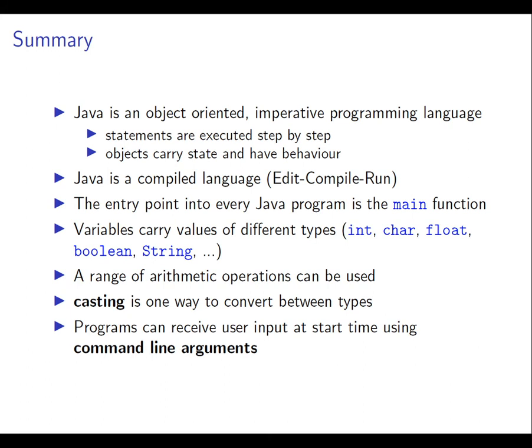You can use a range of arithmetic operations, very much as you would expect. You can convert between types, and we saw various different ways of doing that. We saw, for example, the parseInt method for converting between a string and an integer, but one of the main methods is to cast. That was what you saw, where we put a type name, like int, inside round brackets, and we put that in front of an expression whose type we wish to change. And we saw how programs can receive user input at startup time using command line arguments. Later on you'll also learn how to get user input during the time the program is actually running, which uses a different mechanism. That comes later on.